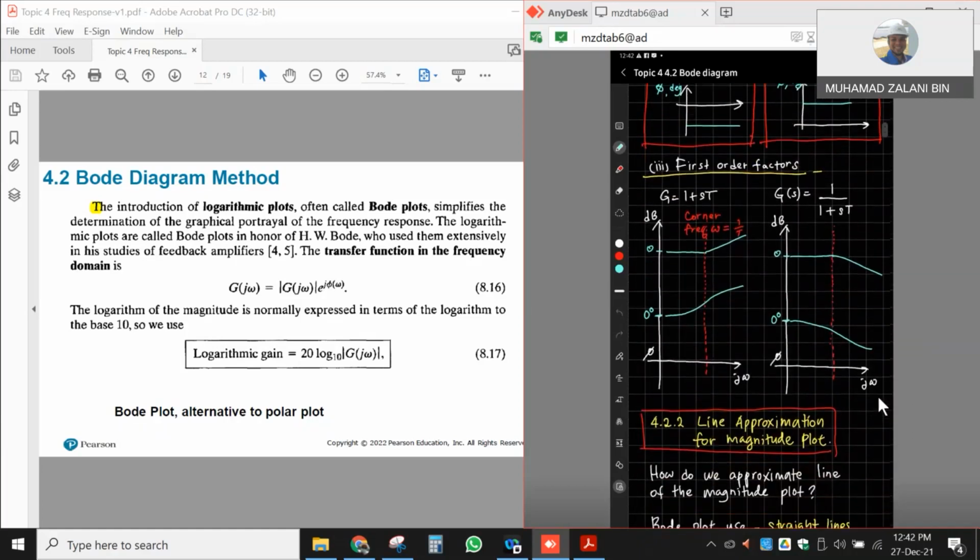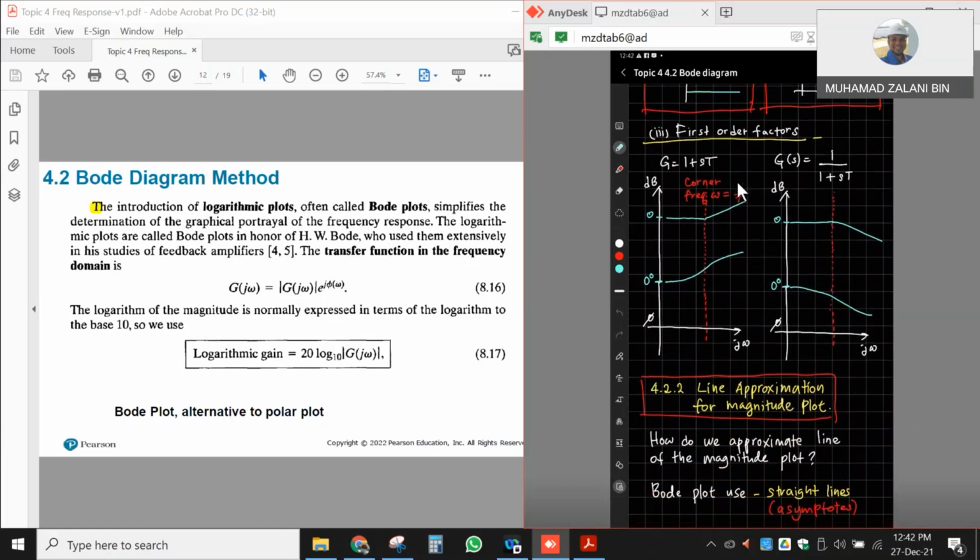And the third factor is the first order factor. For the first order factor, the function should look like this: either 1 plus sT or 1 over 1 plus sT. If the transfer function is represented in the form of 1 plus sT, what we can expect from the Bode plot is that the magnitude plot starts from 0, constant, and it will turn here at the corner frequency 1 over T, and then another straight line toward the increasing decibel.